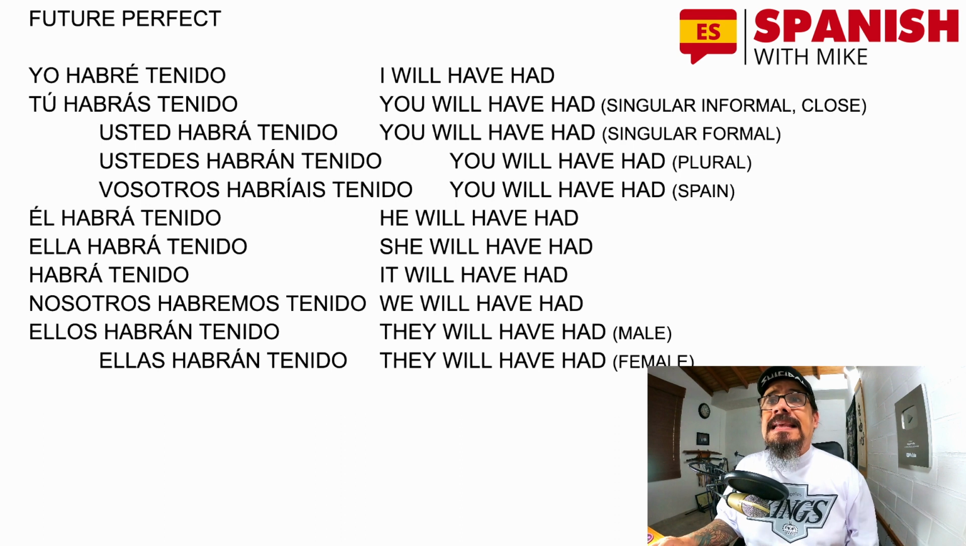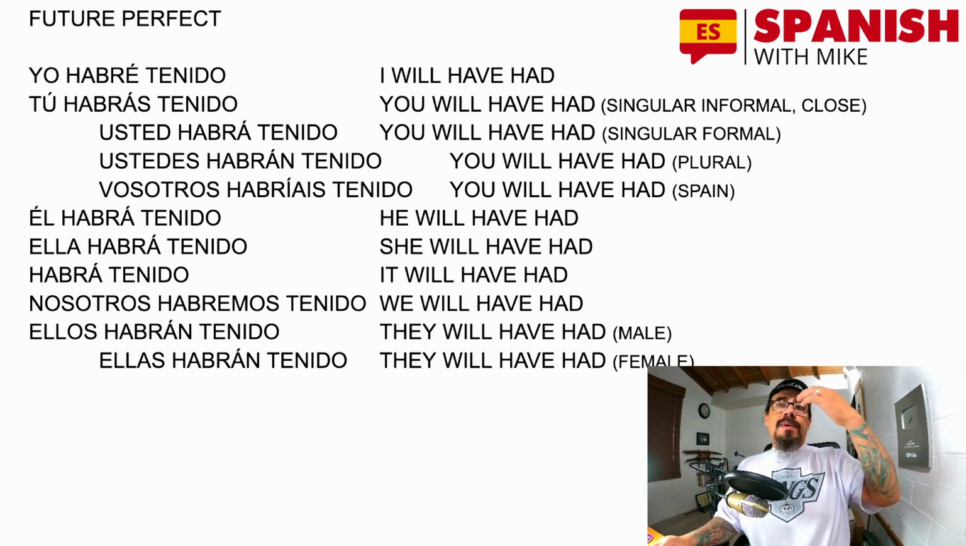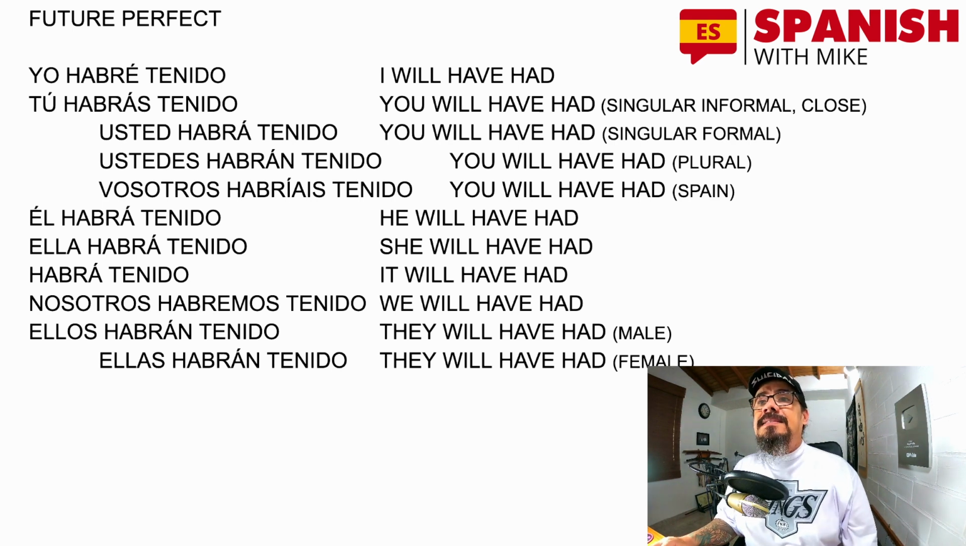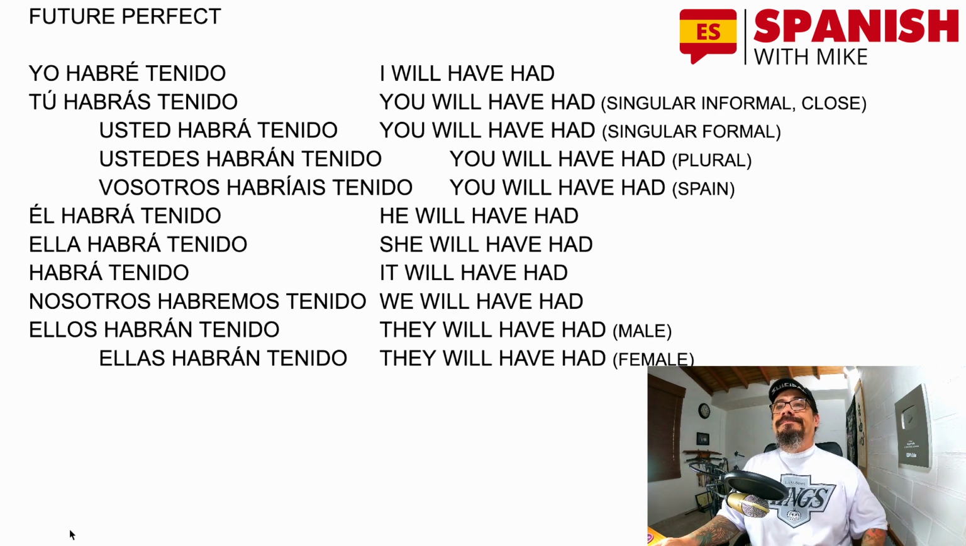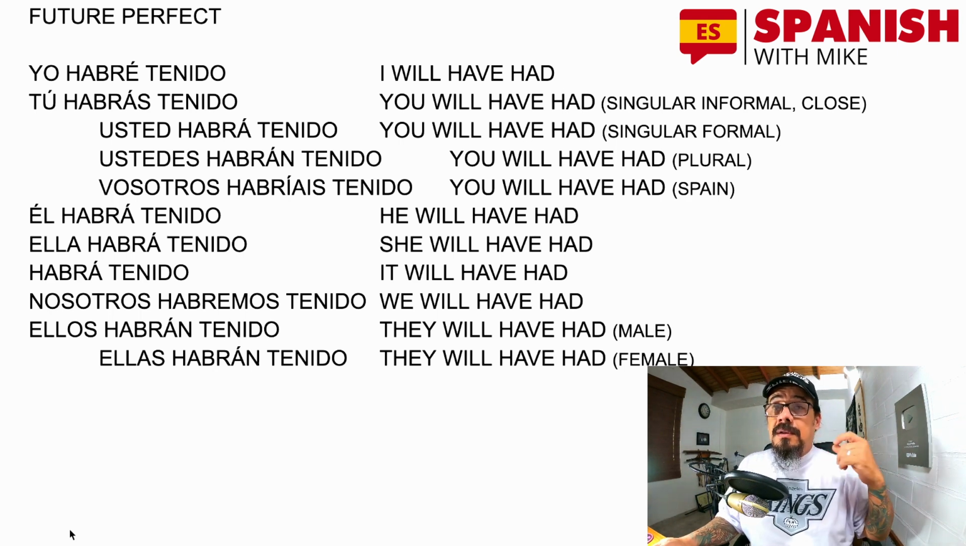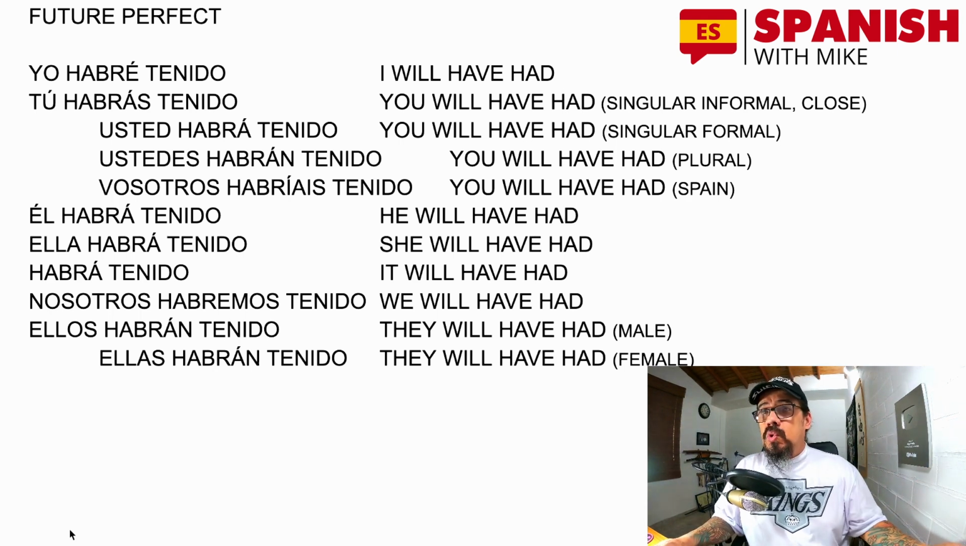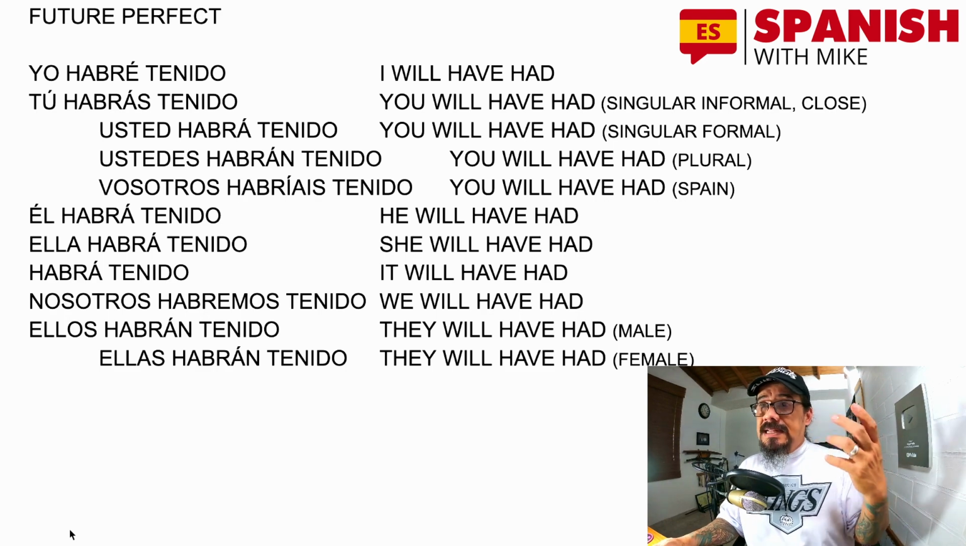Él habrá tenido, he will have had. Ella habrá tenido, she will have had. Habrá tenido, it will have had. Nosotros habremos tenido, we will have had. Ellos habrán tenido, they will have had, for male, and ellas habrán tenido, they will have had, for female. The conjugation is basically the verb to have, the first one translated as haber.